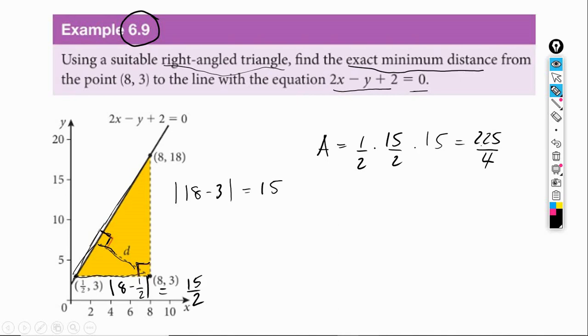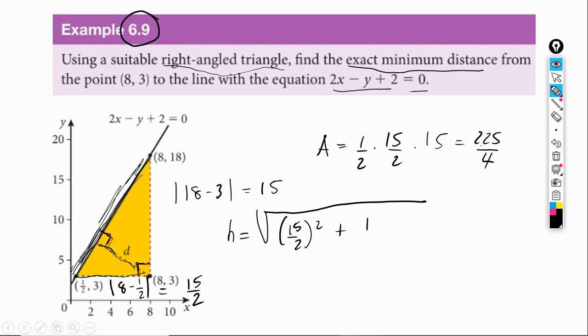Okay, so now we have to compare this area to another way of finding it. What's the other way of finding it? Well, if you look at this here, the hypotenuse is actually also a base, and d would be the height of the same triangle. So first we need to find that hypotenuse. The hypotenuse is simply going to be the square root of the difference in x squared, so that means (15 halves) squared, plus the difference in y squared, which is just 15 squared. And if you plug this in the calculator, it's going to give you 15 square root of 5 halves.